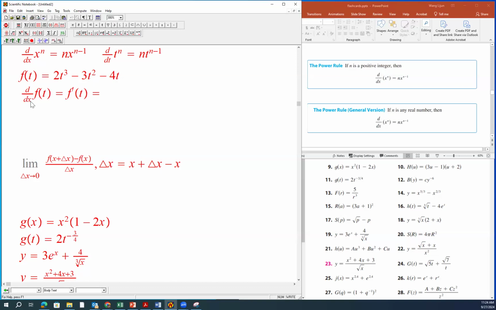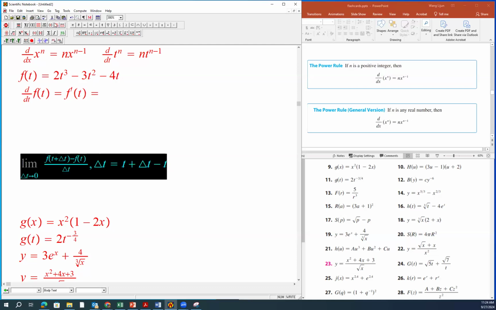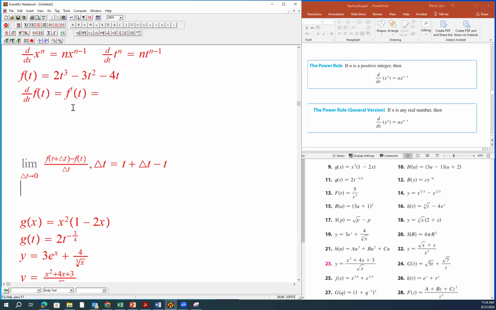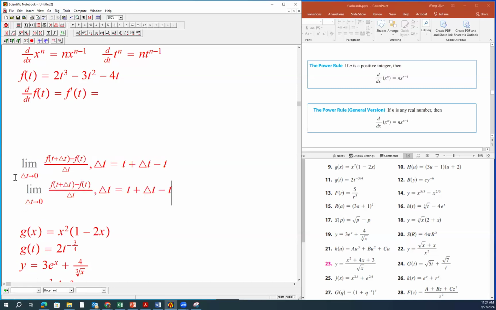In terms of with respect to t, here we're going to change it to with respect to t. So in terms of the definition, all of these will be changed to t. Everywhere x is changed to t. Meaning, no change. But if you want to use h, you can use h. No problem.